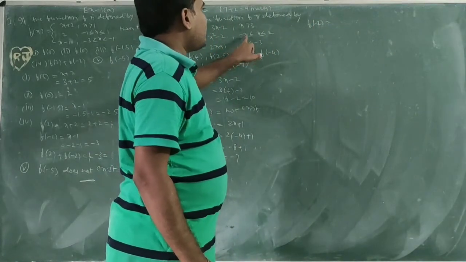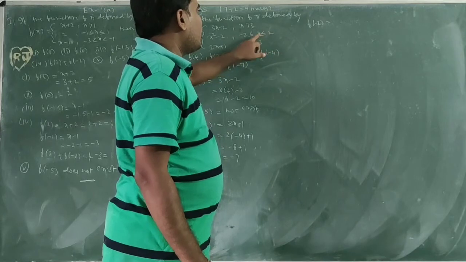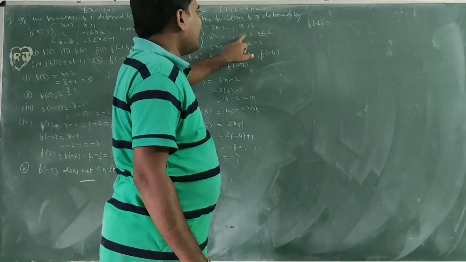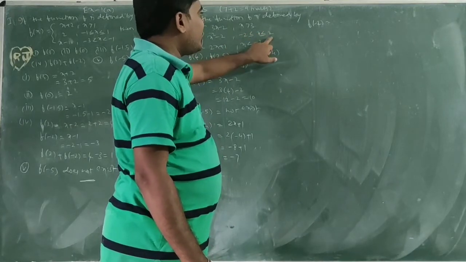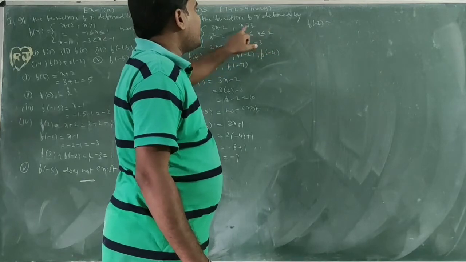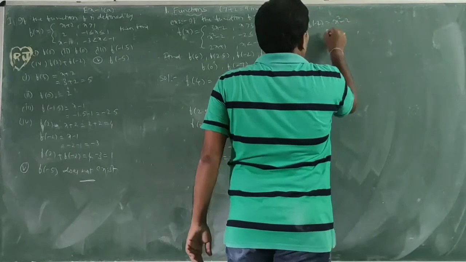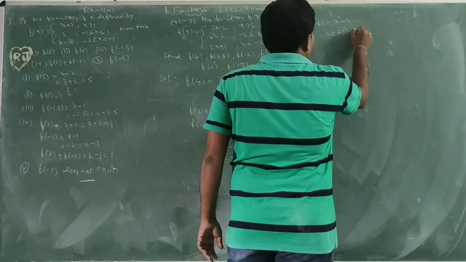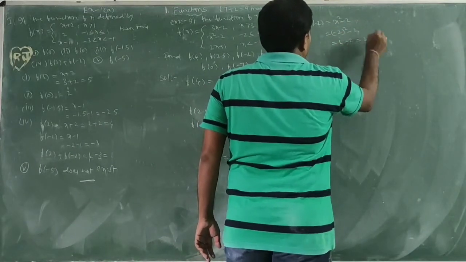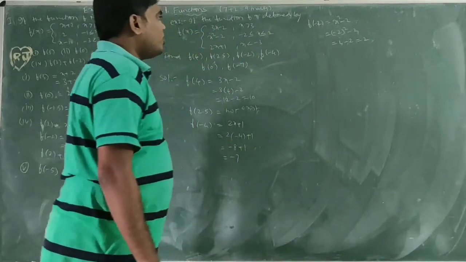So minus 2 less than or equal to x less than or equal to 2. So this is the condition. So we are taking minus 2. If it is minus 2, the second condition is satisfied. So x square minus 2: minus 2 whole square minus 2, 4 minus 2 equal to 2. f of minus 2 equal to 2.